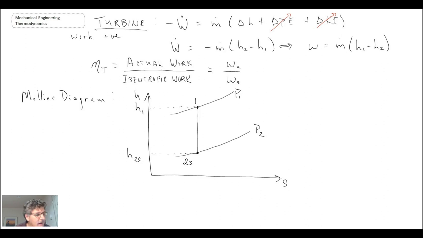Now, in reality, whenever we go through a turbine or an expansion process, we have irreversibilities, and consequently, entropy is increasing. And the process, when we have the entropy increase, would actually look more like this. So that would be a real-world process. We end up at state 2 actual, and it will have an enthalpy value h2a.